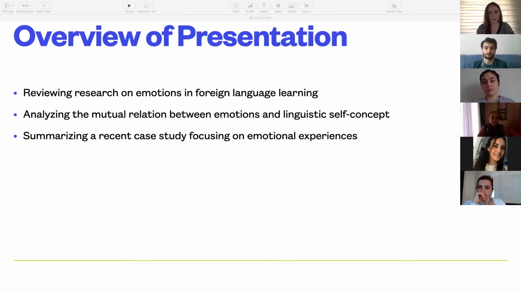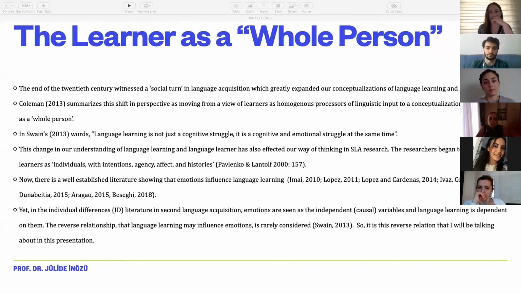Okay, so I would like to start with a very important shift in our field, which is called the era of social turn. The end of the 20th century witnessed a very important shift, which is called the social turn in language learning. And this changed a lot in our teaching and in our understanding of language learning. So this shift is actually very well summarized by Coleman as a shift in perspective from an understanding of the learner as a homogeneous processor of linguistic input to an understanding of the learner as a whole person.